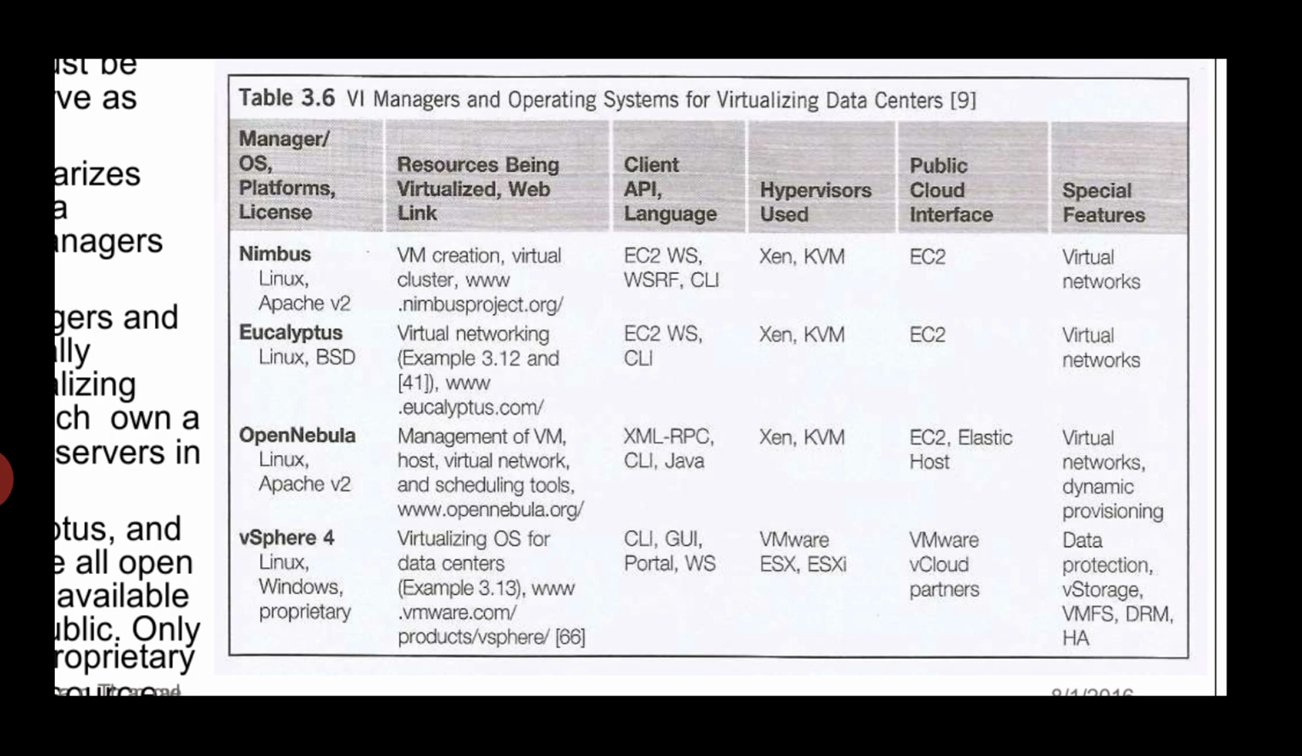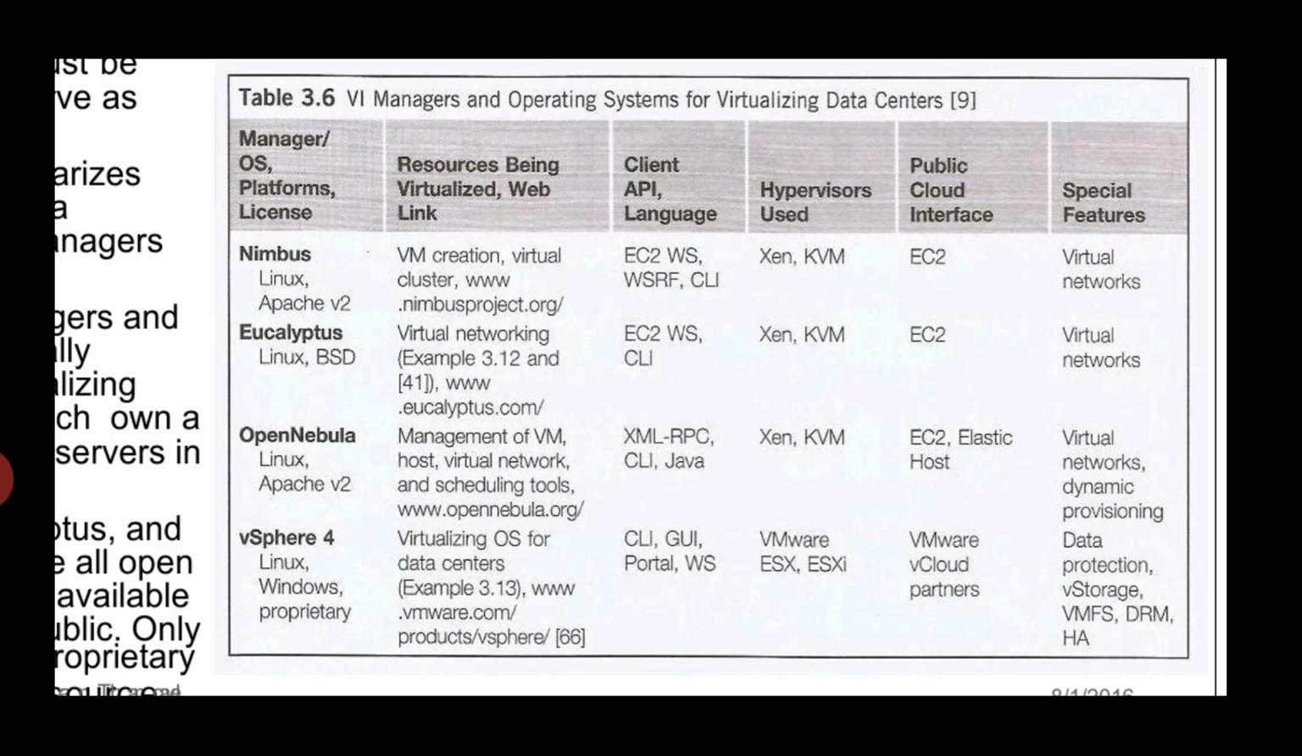First one is Nimbus. Next one is Eucalyptus, and the third one is OpenNebula. These are all open source software available to the general public. Only vSphere 4 is a proprietary operating system for cloud resource virtualization and management over the data centers.